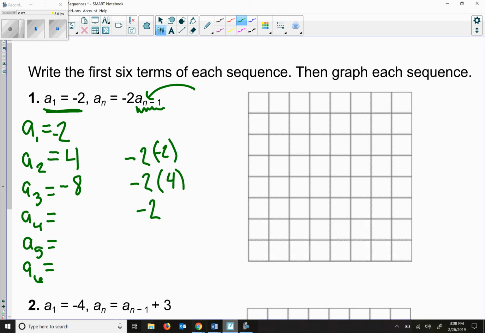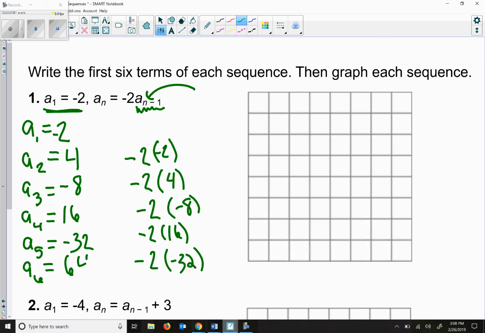For the next term, you're taking -2 times -8, which gives you 16. -2 times 16, which gives you -32. And then -2 times -32, end up multiplying those together, and that gives you 64. Okay, so we found all of our first terms. Now the next thing that we have to do is we have to go ahead and graph these.